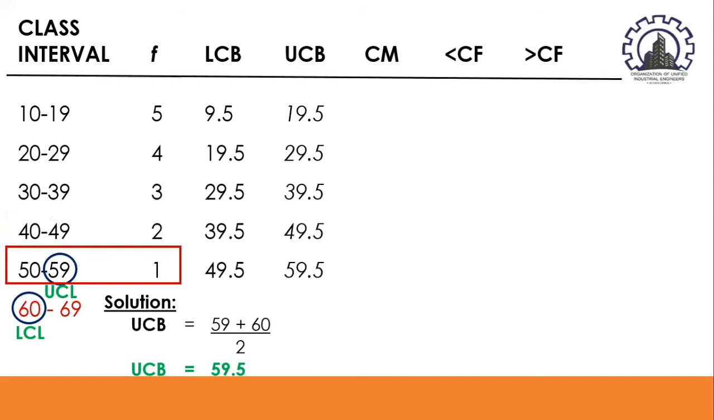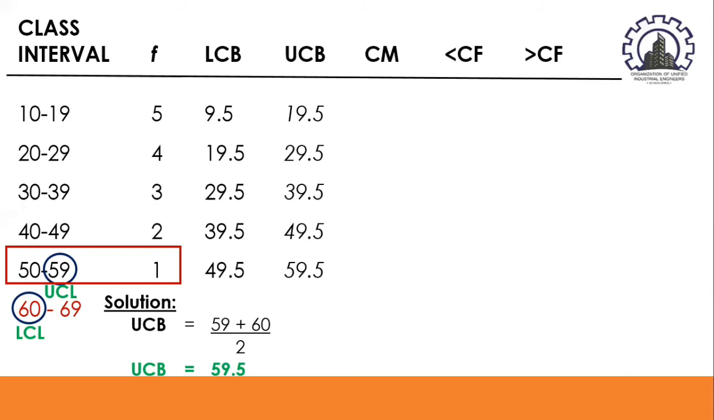Now, since we have gotten the value of your UCB, the next thing that we need to do is to get the class mark. So what's a class mark again? As defined earlier, class mark is your midpoint, or the middle value of your class interval. Take note that our class intervals are 10 to 19, 20 to 29, 30 to 39, 40 to 49, and 50 to 59.